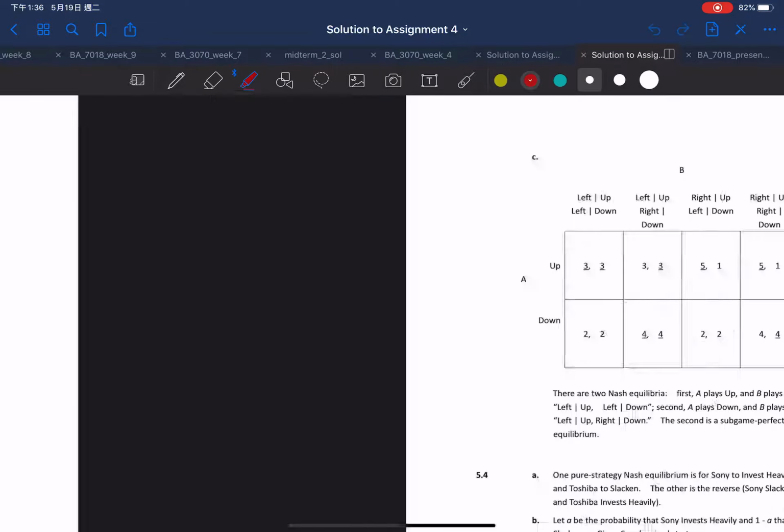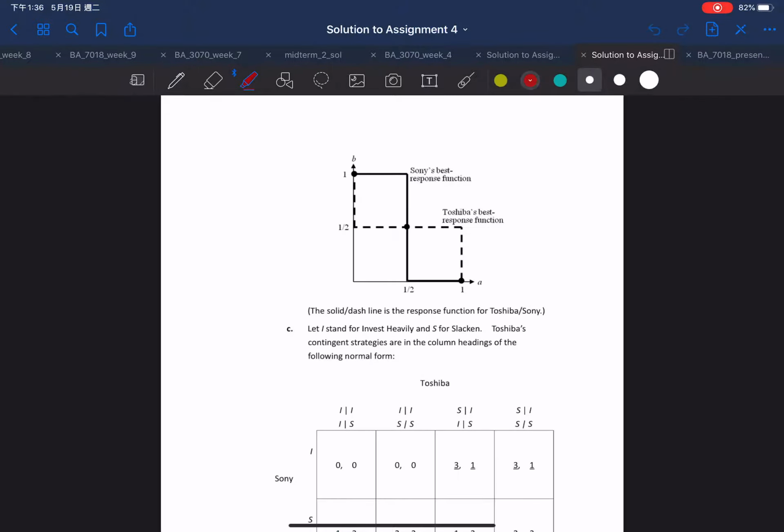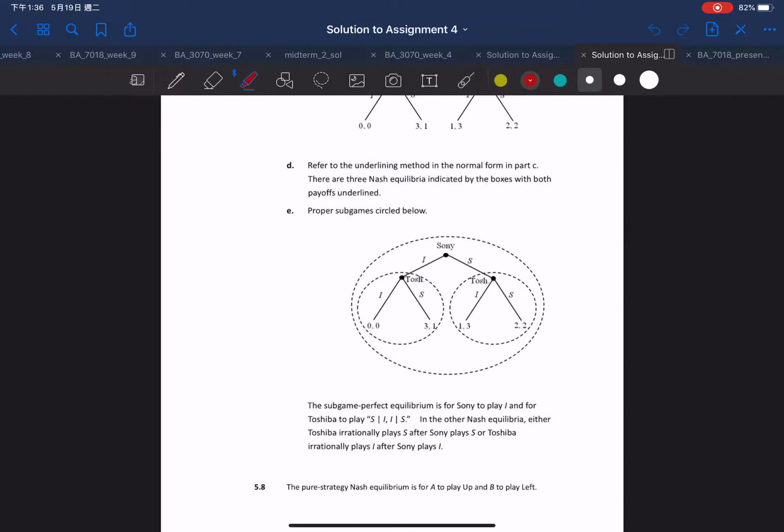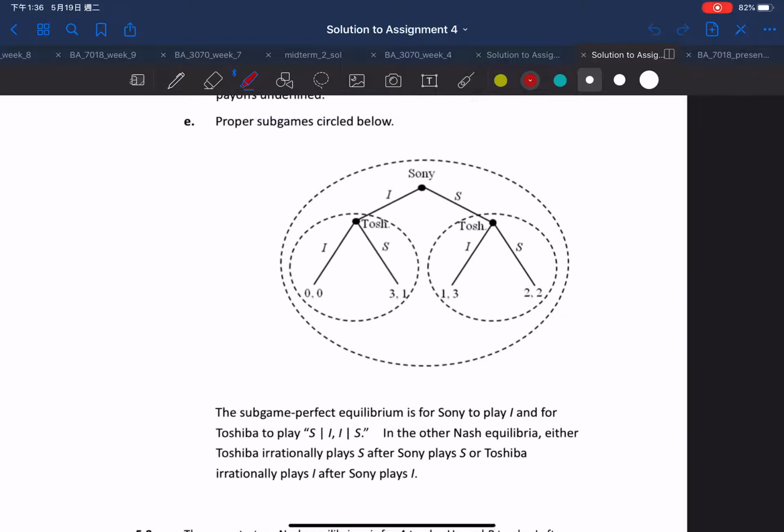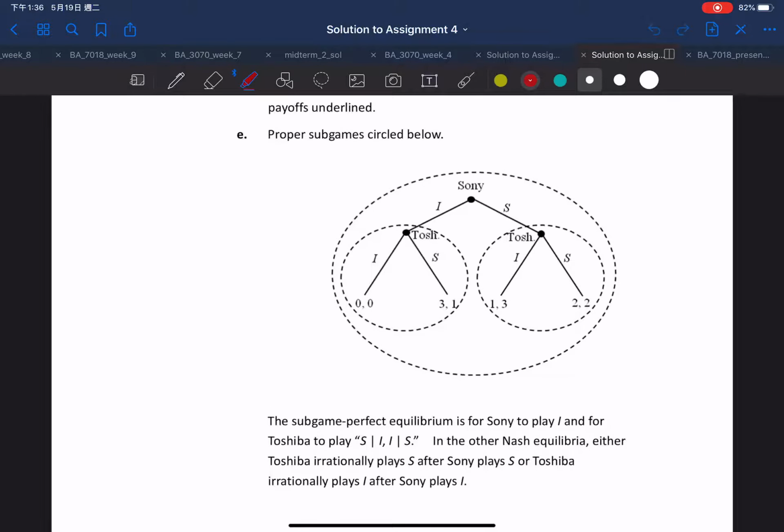Number 4, part E. So, do you know how to find the proper subgame? Do you understand my question? So, do you know how to find the proper subgame? No? Okay. What's the definition of proper subgame?